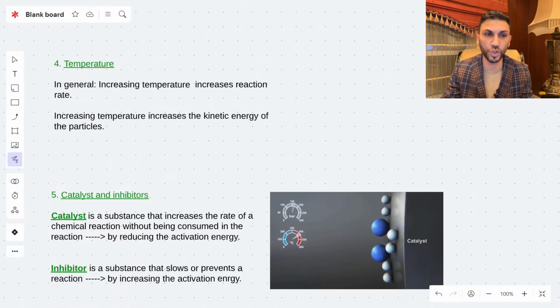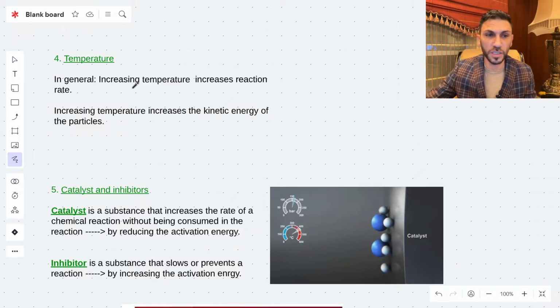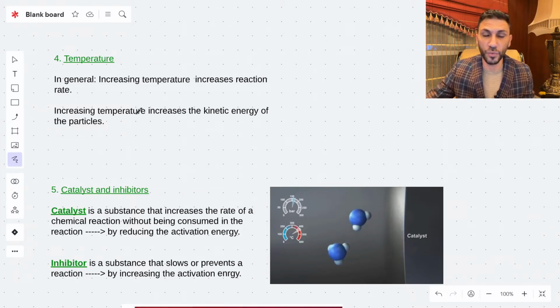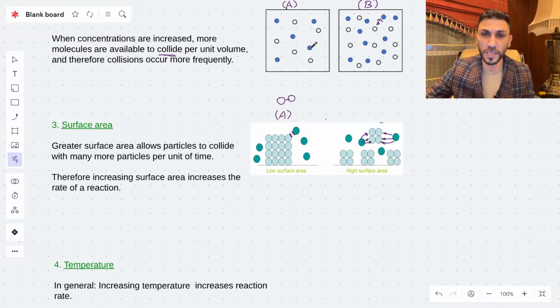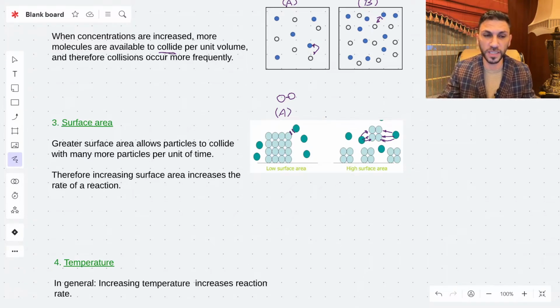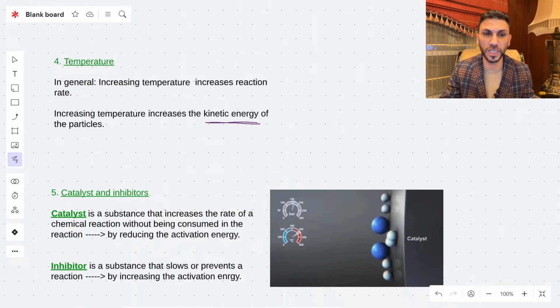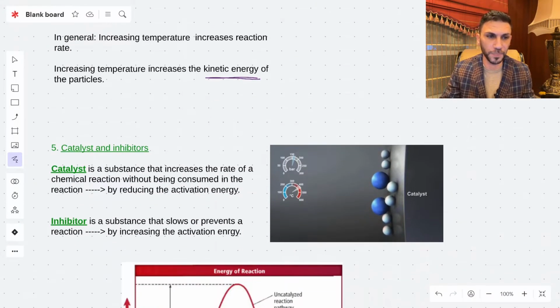Number 4 is going to be the temperature. In general, increasing the temperature increases the reaction rate. And there is a reason behind this, because increasing the temperature increases the kinetic energy of the particles. When you increase the kinetic energy, those particles will move more frequently, and the chance to collide is going to be more. That's why increasing the temperature, in general, will increase the reaction rate.